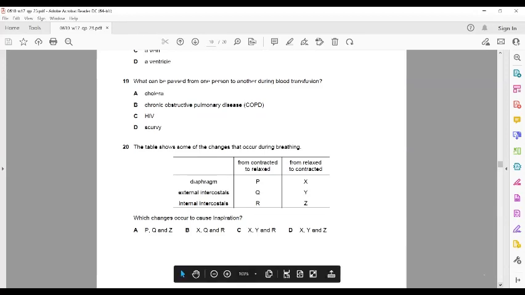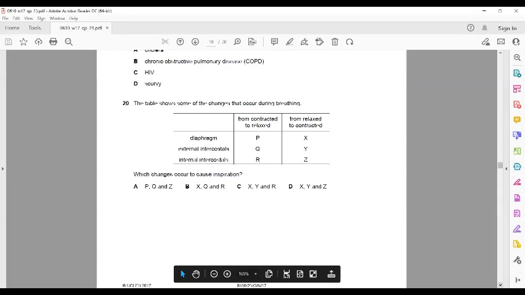So, question number 20. The table shows some of the changes that occur during breathing. Which changes occur to cause inspiration? When you inspire or inhale, you take air into your lungs. So the chest needs to expand, the ribs need to expand. For this expansion, the internal intercostal muscles, which attach to the ribs from inside, are relaxed, but the external ones get contracted.